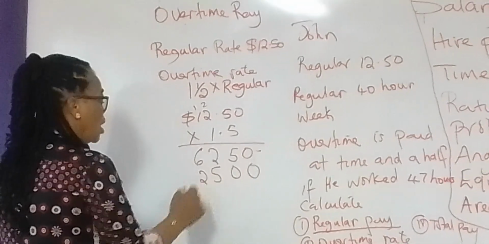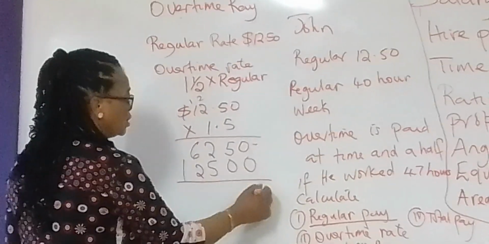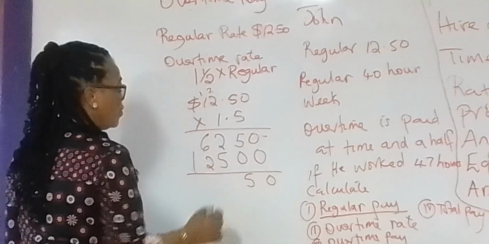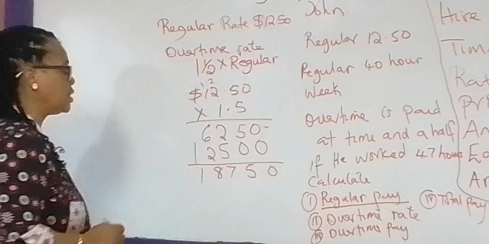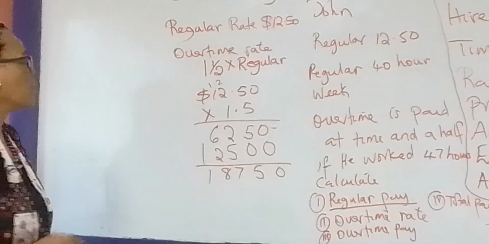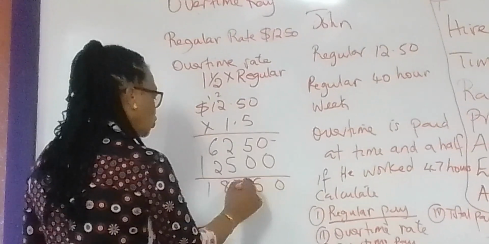And 1 times 1, 1. Okay, now I'm going to add both of these. I have 0, 5, 7, 8, and 1. How many decimal places do I have in this problem? 3. 1, 2 at the top and 1, so I go 1, 2, 3.